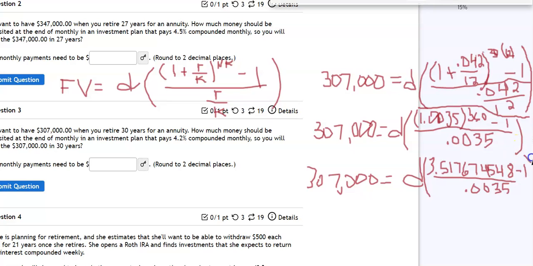All right, so next I'll go ahead and subtract 1 on the top. So I'll have 307,000. 3.517 blah blah blah minus 1 is just going to be 2.517674548.